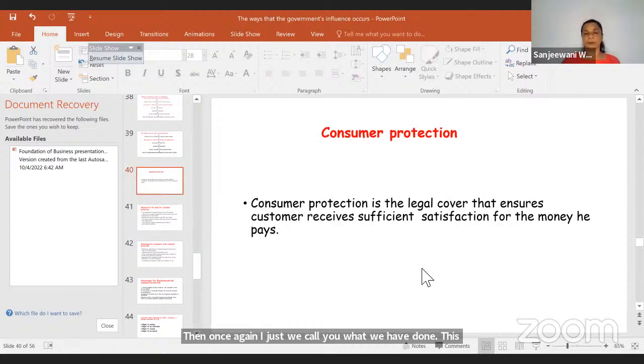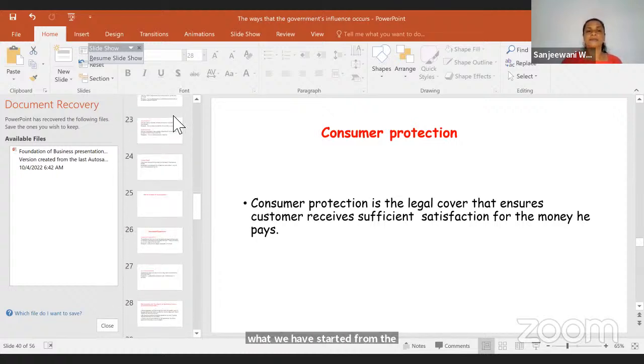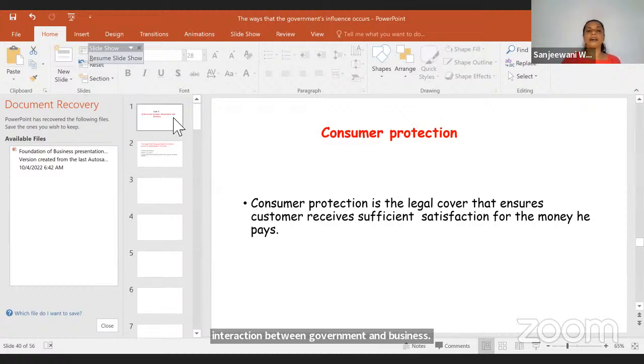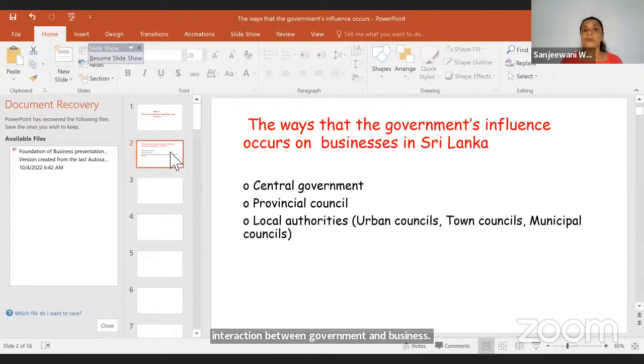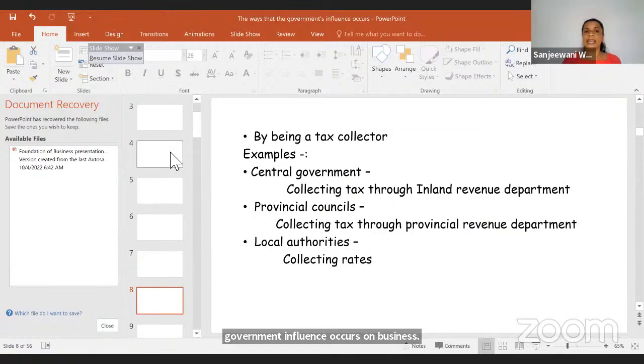This is from consumer protection, right? So basically what we started from the beginning was the interaction between government and business, the lesson. There we discussed the ways that government influence occurs on business. Then we discussed examples of how government interferes in businesses, right?